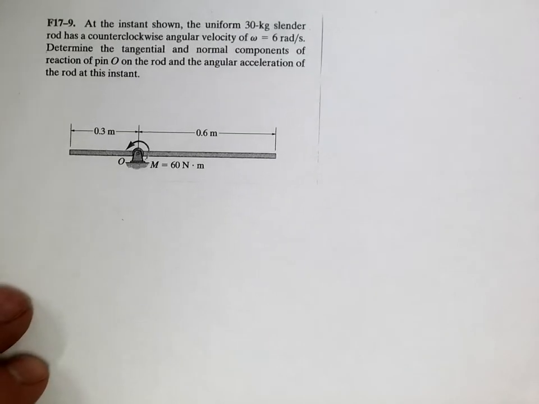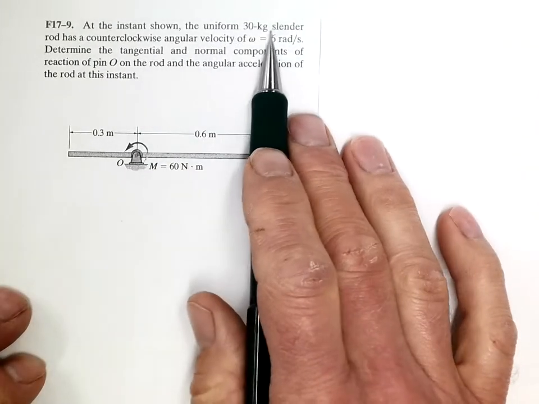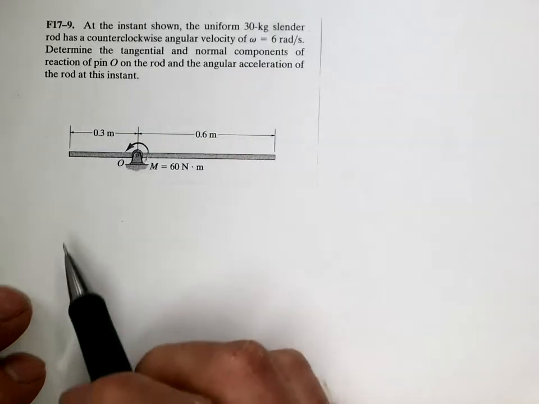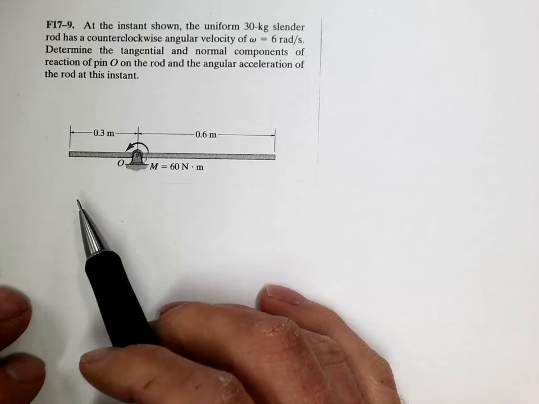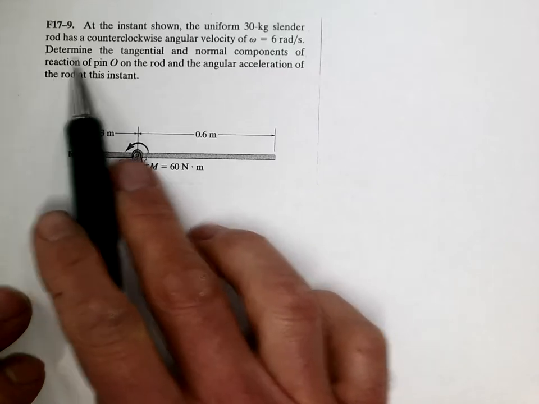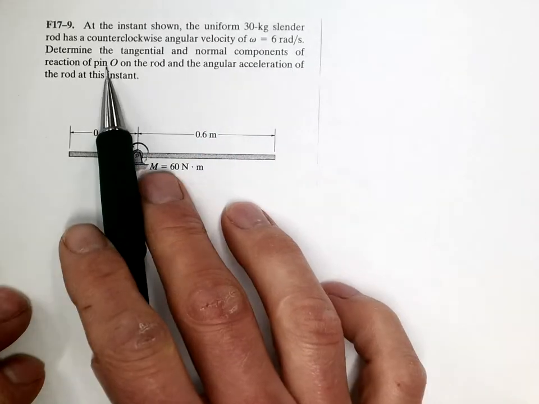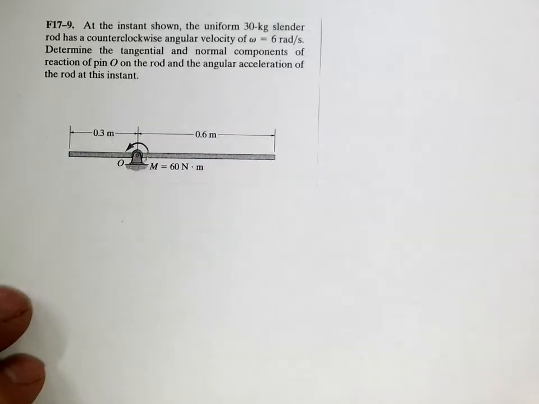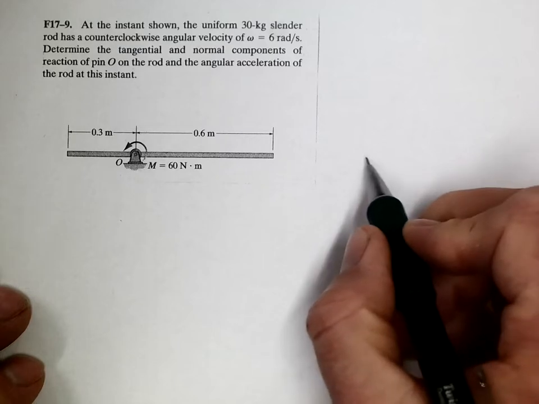Problem F17-9. At the instant shown, the uniform 30 kilogram cylinder rod has a counterclockwise angular velocity of omega equals 6 radians per second. Determine the tangential and normal components of the reaction of pin O on the rod and the angular acceleration of the rod at that instant. Let's start by drawing a free body diagram.